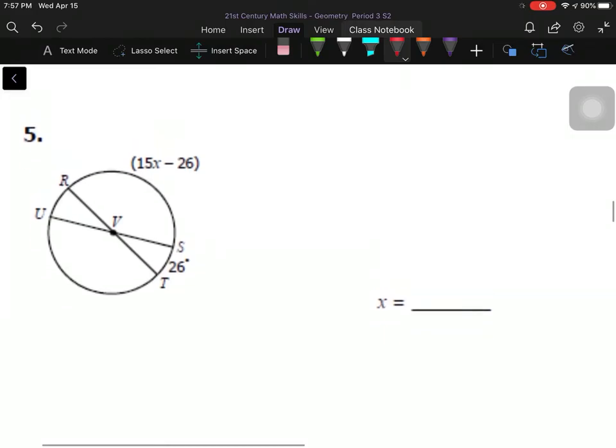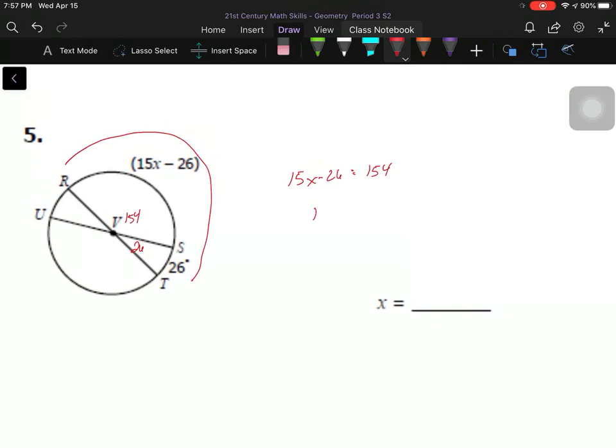Here we go. So what happens when we have things that have variables in it? Well, we're going to do the same thing. Again, I know that this whole thing is 180. So I know that this is 26. If I subtract that from 180, I get 154. And again, this is all about central angle, so I know that 15x minus 26 equals 154. So 15x equals 180. 180 divided by 15 is 12.